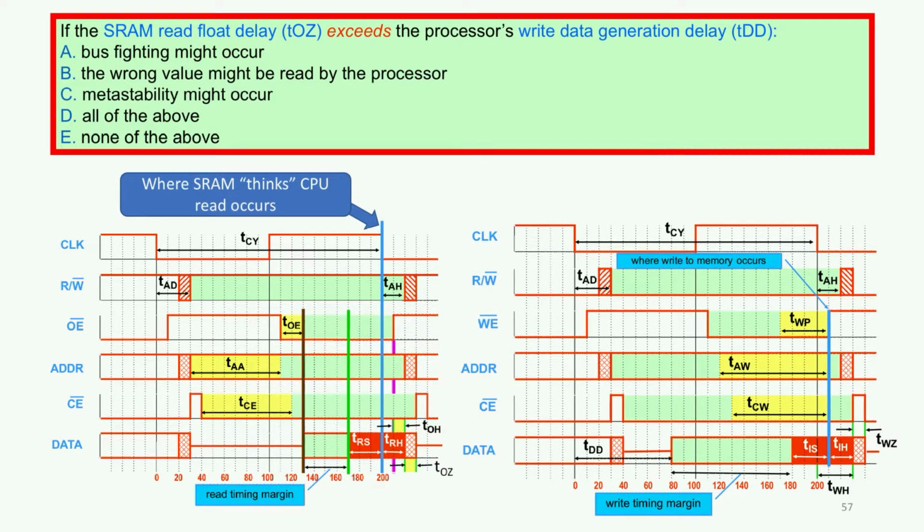So the question asks, if the SRAM read float delay, TOZ, okay, so that's this parameter here, exceeds the processor's TDD, which is this parameter here, what might happen? Could bus fighting occur? Could the wrong value be read by the processor? Metastability could occur, all of the above, or none of the above.